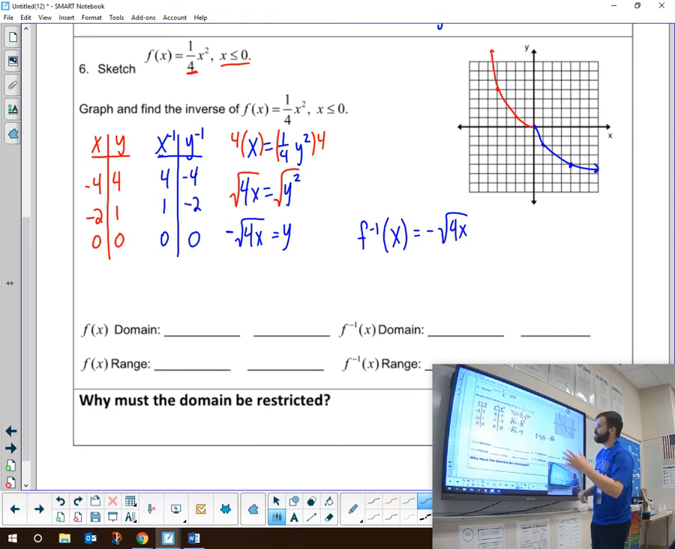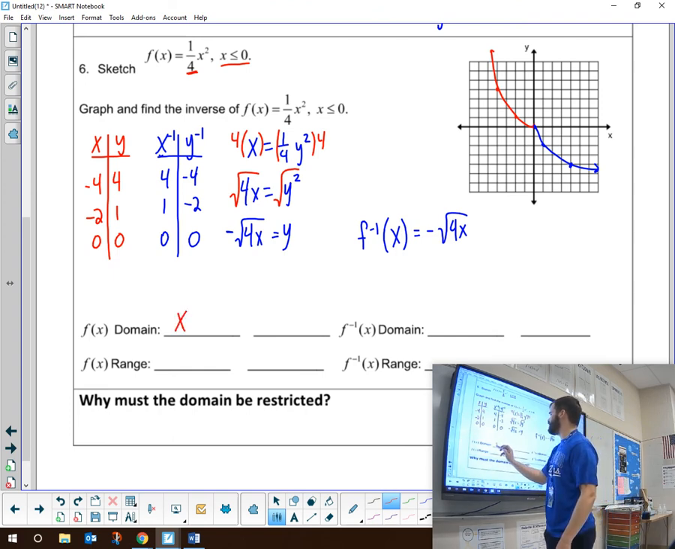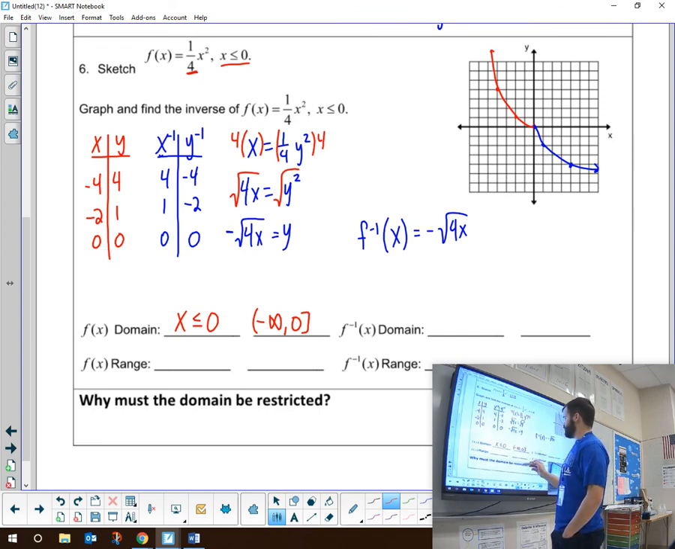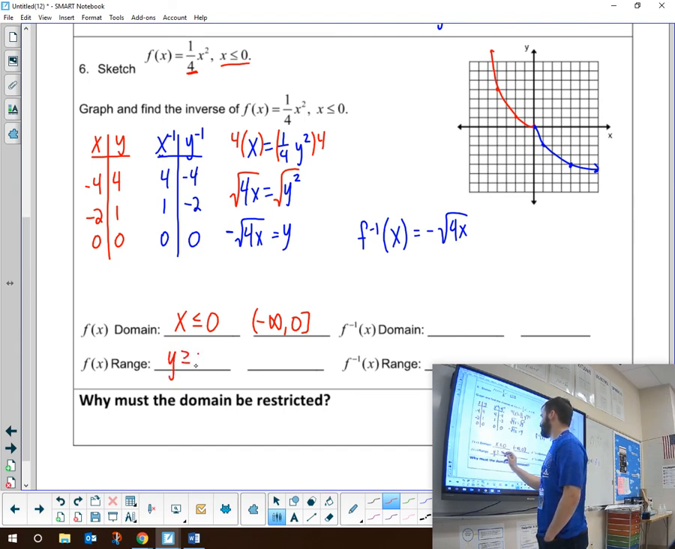So for my f of x, my domain is it's going to open out to the left. So we're going to say x is less than or equal to 0. In other words, we're going to be like, okay, it's going to be negative infinity to 0 for my domain. For my range, it's going to be everything greater than 0 because it's going up. So it's going out to the left and it's going up. So for my range, we're going to go y is greater than or equal to 0 or 0 to infinity.